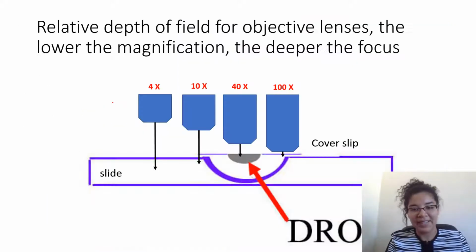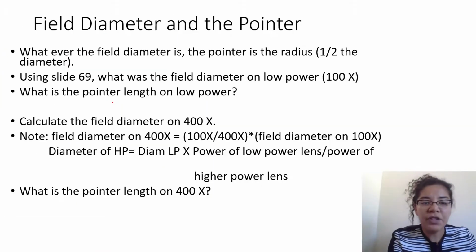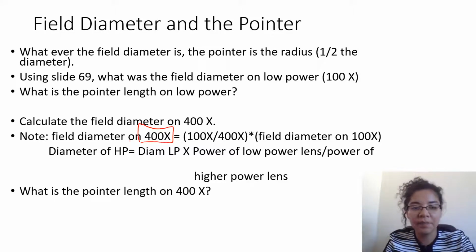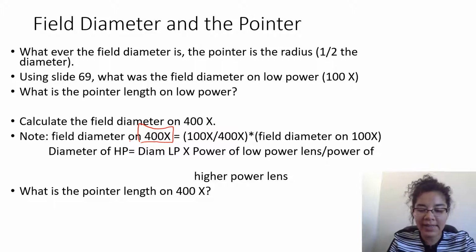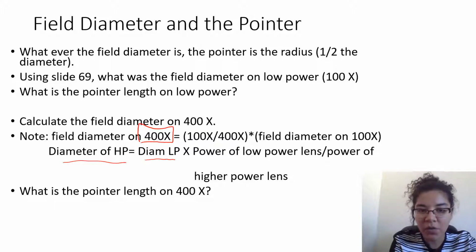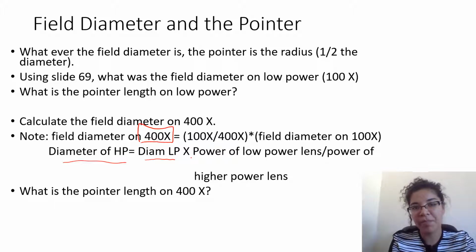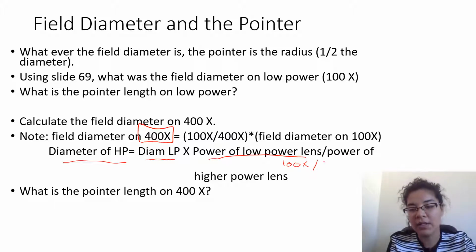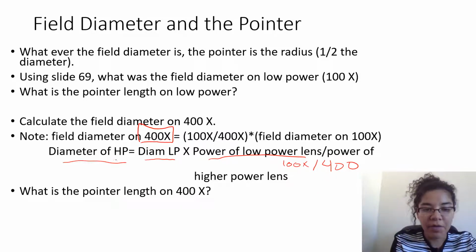Now we go on. Let's go back to the field diameter of 400x, which we need to calculate the size of the cheek cell. The way you calculate that is: the diameter of the high power equals the diameter of low power, which we get from the previous calculations, times the power of the low power lens, the 10x objective, 100x magnified, divided by the power of the high power lens, 400. That's how you get the diameter of the high power.